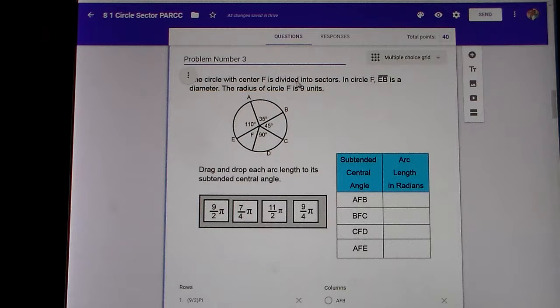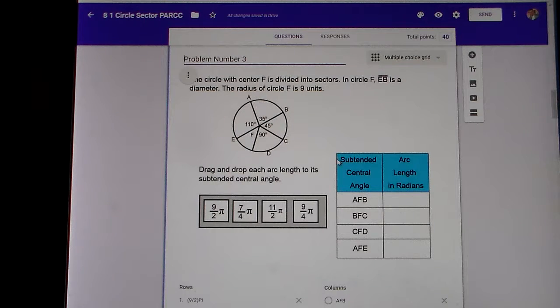The circle with center F is divided into sectors. In circle F, EB is the diameter. Now EB really isn't the diameter. It's really EF and then FB. So EB is not a diameter because 110 plus 35 isn't 180. So I should say EB is not the diameter. And you'll see 1 or 2 of those on the next 2 problems. It's the same story. Not a big deal.